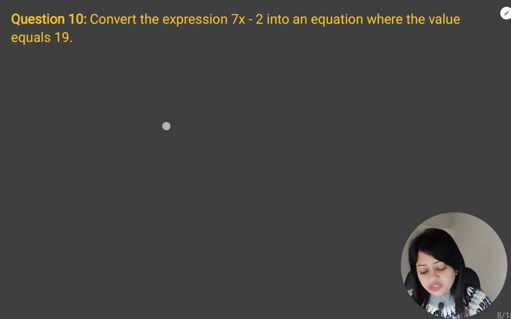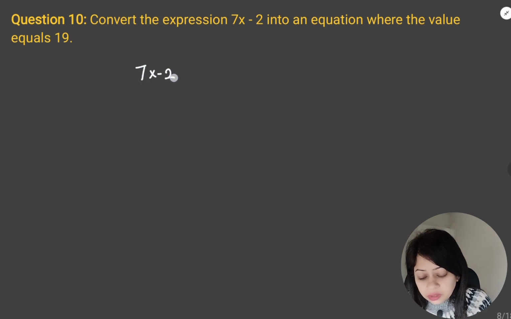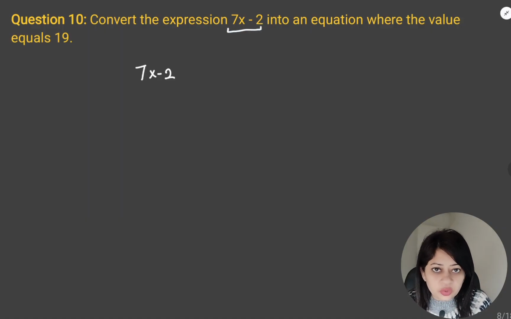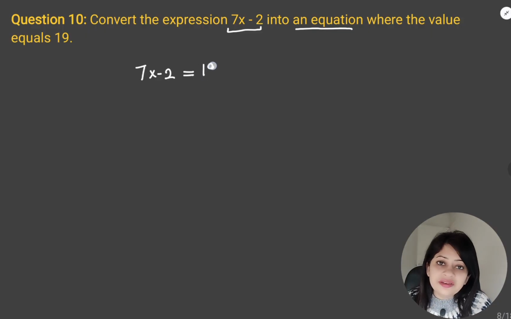Okay, next question number 10. Convert the expression 7x minus 2 into an equation. This is an expression, 7x minus 2. This is a polynomial. Convert it into an equation where the value equals 19. So 7x minus 2 equals 19, and that's done. Answer is done, right? So I hope you are getting it.